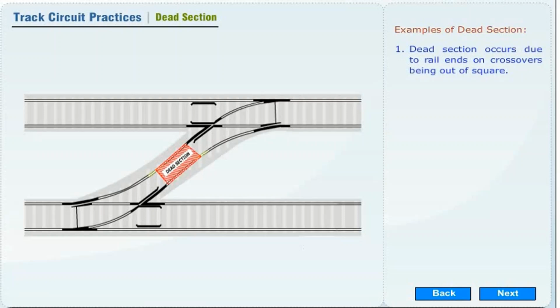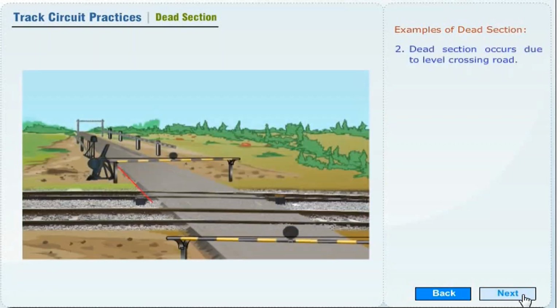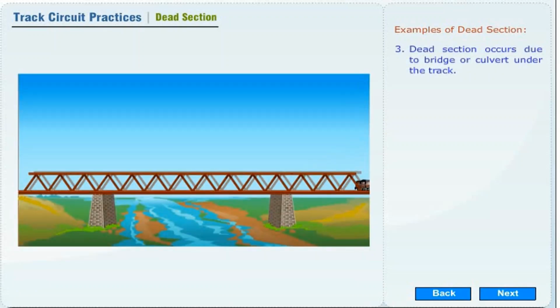Dead section occurs due to rail ends on crossovers being out of square. Dead section occurs due to level crossing road. Dead section occurs due to bridge or culvert under the track.